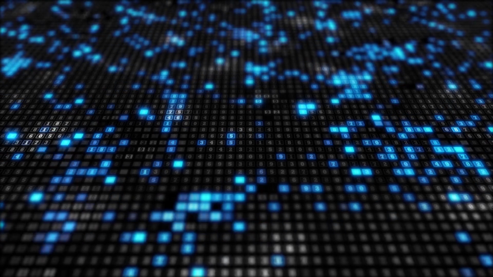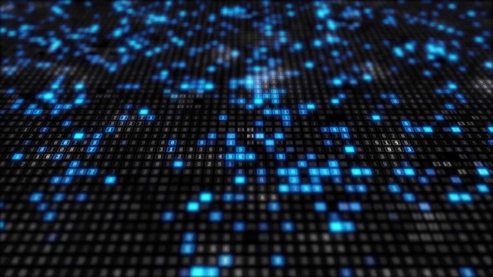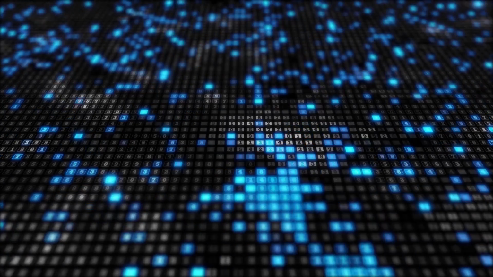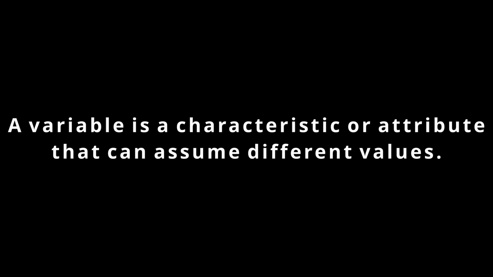We're going to be looking at descriptive versus inferential statistics. In order to do statistics, it's important that we understand some fundamentals. First, we need to understand what a variable is. A variable is a characteristic or attribute that can assume different values.